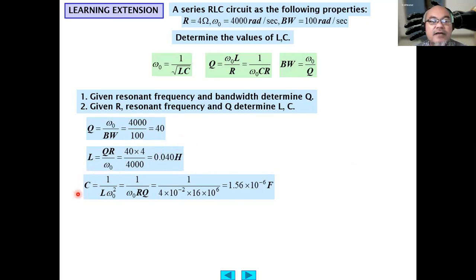Otherwise, this one uses the formula of resonant frequency, so we don't need to use R. Otherwise, we can use the formula from quality factor here, as you like, whichever one you would like, but we should obtain the same value of 1.56 microfarad.